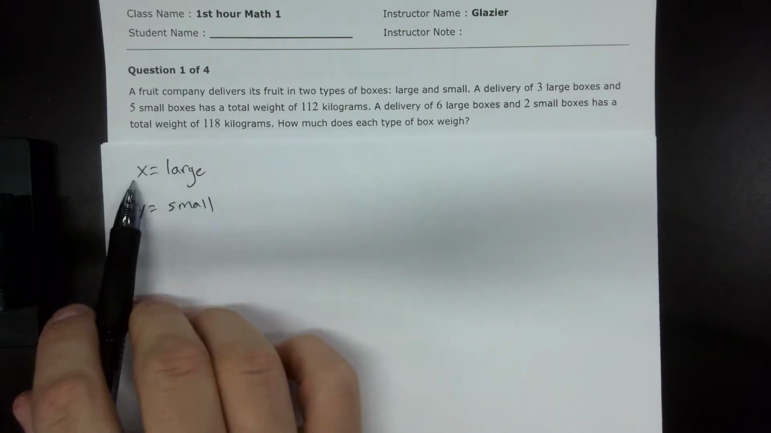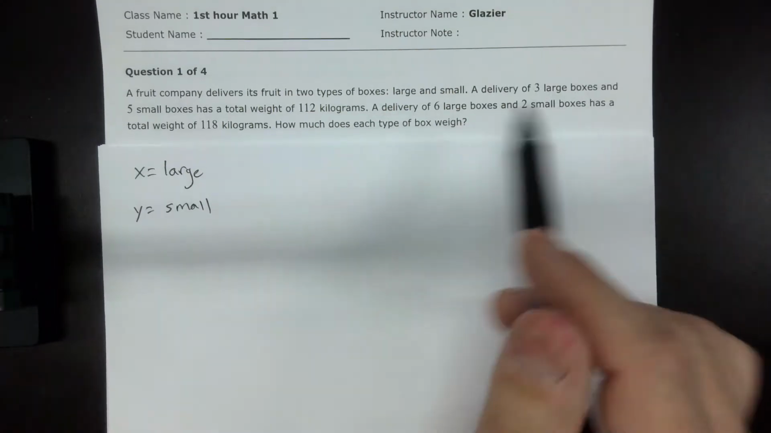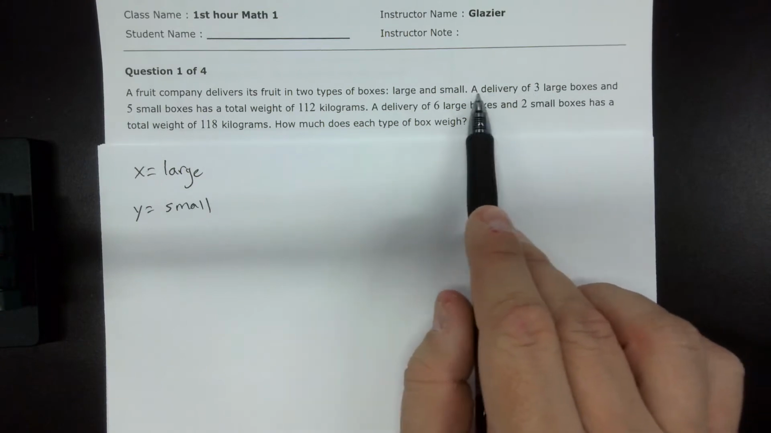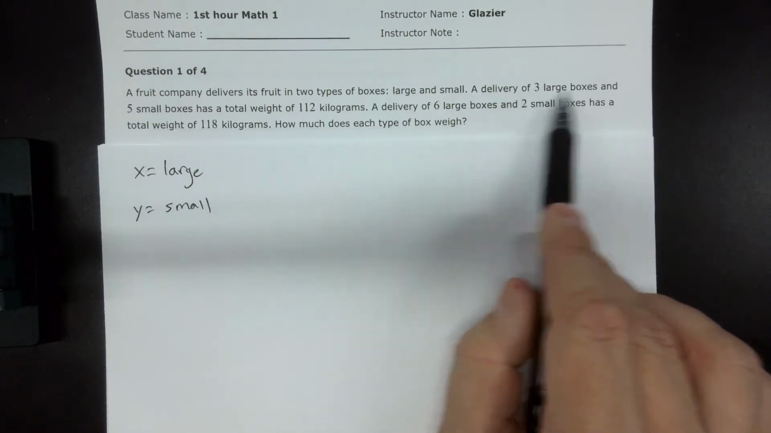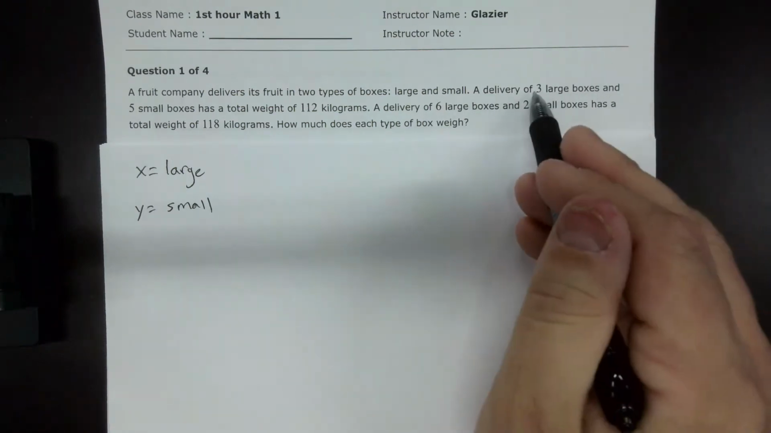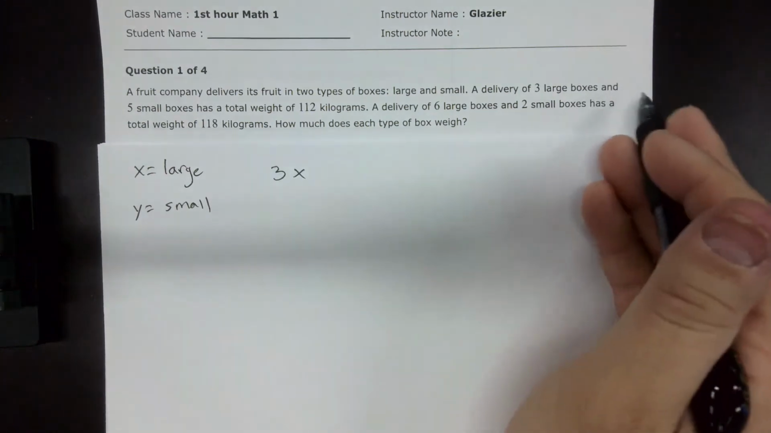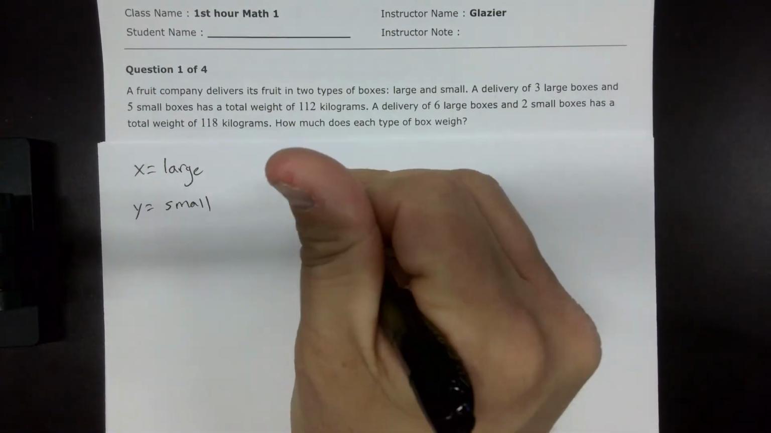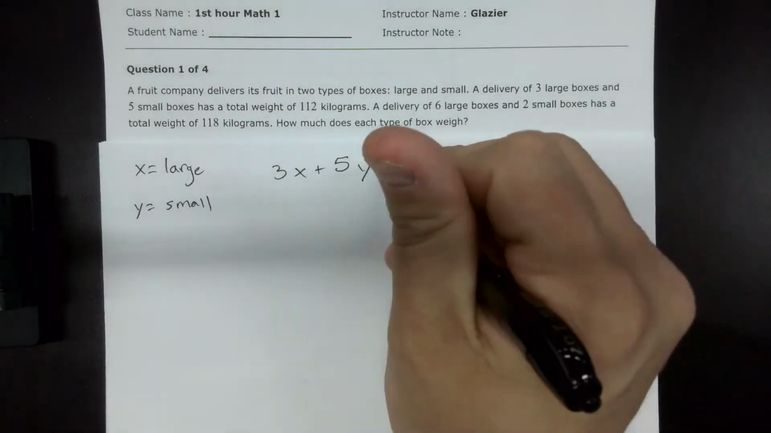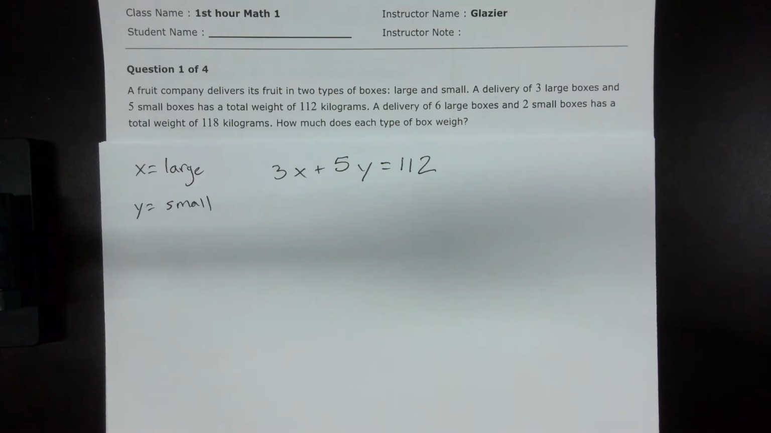I know that x is going to be large, y is going to be small. The reason being is because I made them that way. You could have them the other way. The first thing that's always written, so where it starts off with delivery of 3 large boxes, that's always my x. Okay, so the way we're going to write this is 3x, 3 large boxes, and 5 small boxes has a total weight of 112.